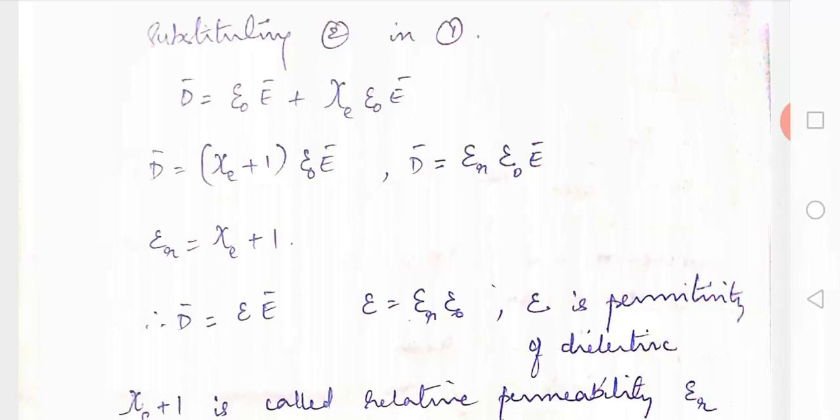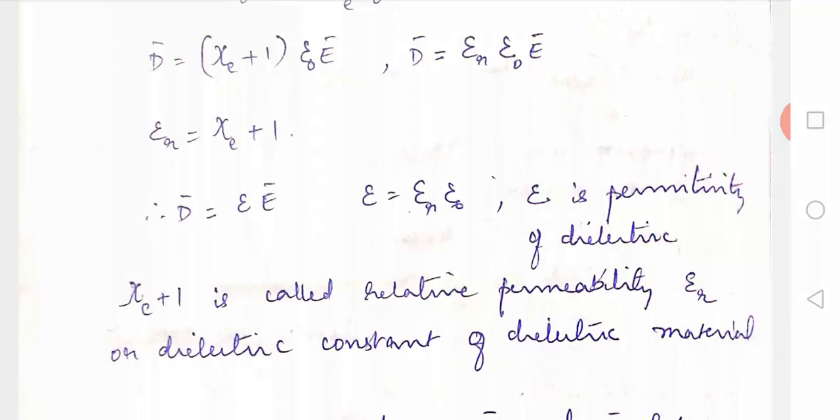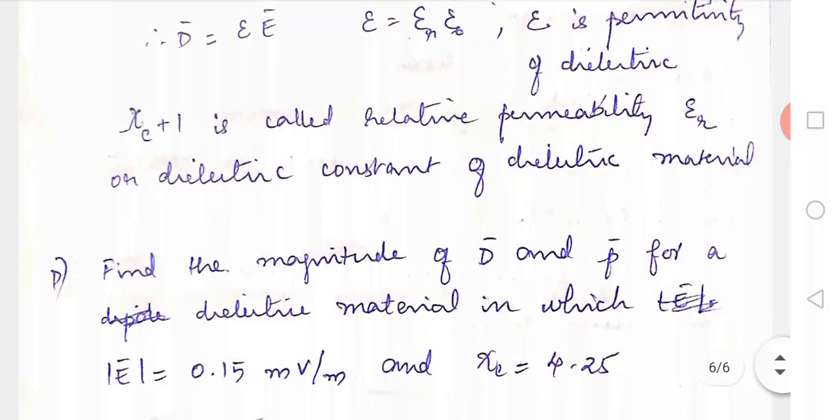Epsilon R times epsilon naught is commonly known as epsilon. What is epsilon? It is the permittivity of the dielectric. Therefore, vector D is equal to epsilon vector E. This was also studied earlier in the previous module. And psi E plus 1 is called the relative permittivity epsilon r, or dielectric constant of the dielectric material.